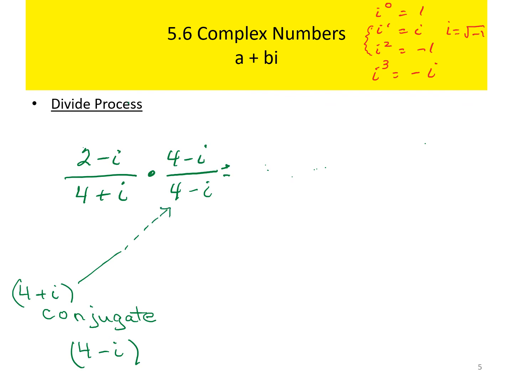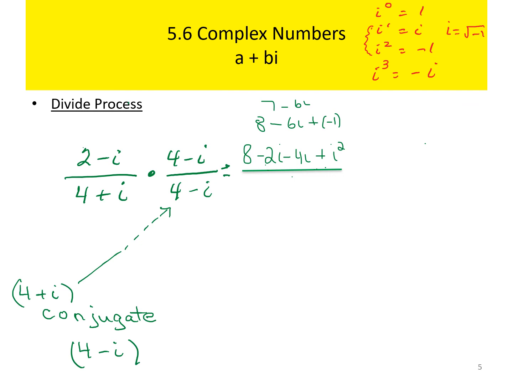Now when we go ahead and multiply across, we're going to get 8 minus 2i minus 4i plus i squared. And simplifying that, we're going to have 8, and this negative 2i and minus 4i is going to be negative 6i. And don't forget i squared is a negative 1. So I have here 8 minus 1 is 7 minus the 6i.